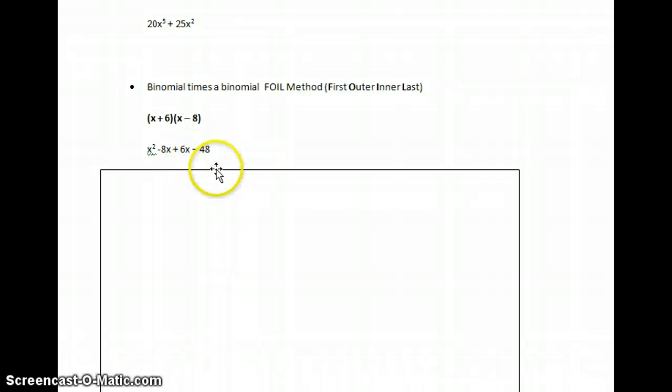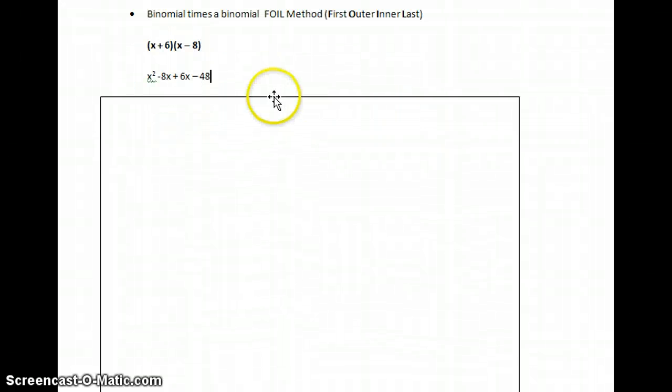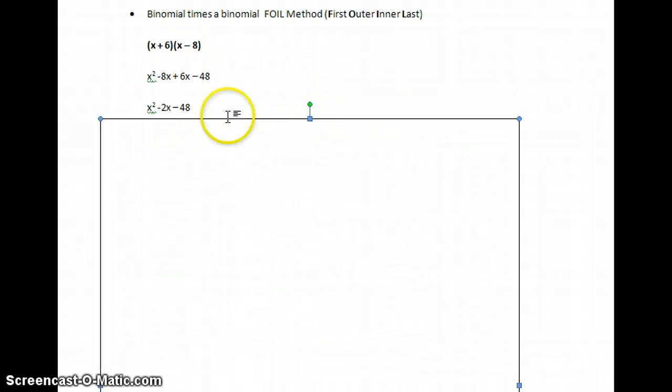a minus 48. Then I'm going to combine my like terms, which most of the time will be these two middle terms. I have minus 8 plus 6. So that's in essence 8 minus 6, but giving me a negative. So I end up getting x squared minus 2x minus 48. And that is considered what's called a trinomial, 3 terms, and that would be my answer.